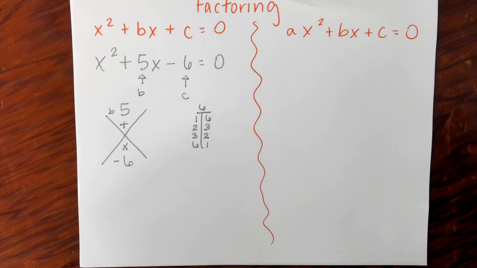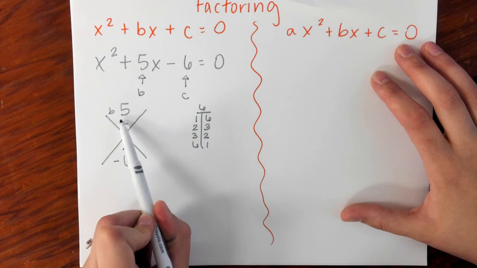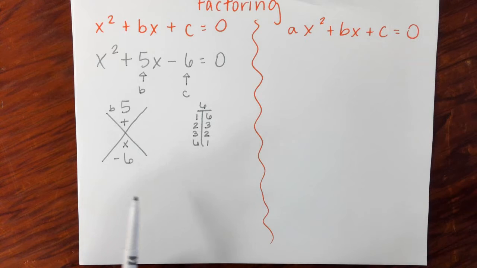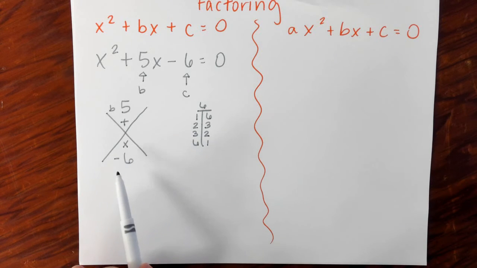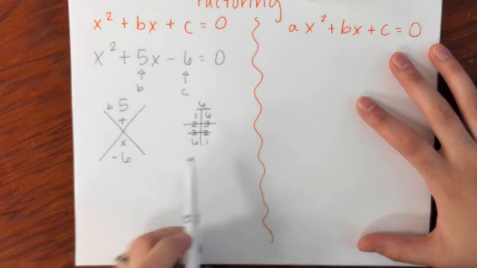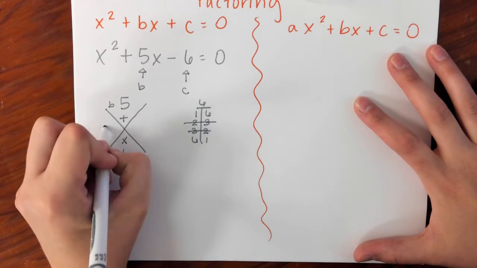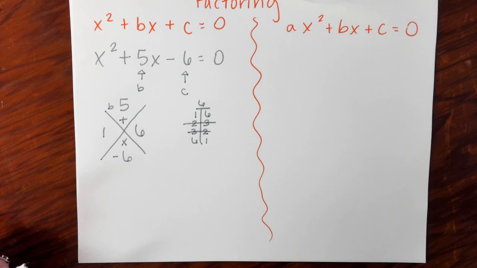Well, let's see here. 2 and 3 added together could equal 5, but one would have to be a negative, because a negative times a positive is going to get me my negative 6. So that's not going to work. So I'm left with 1 and 6, because remember, it doesn't matter which order I add or multiply them in, as long as I'm using those two factors.